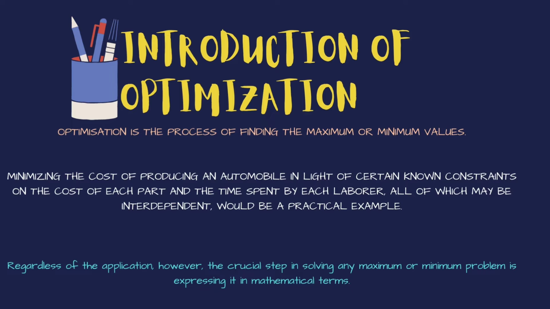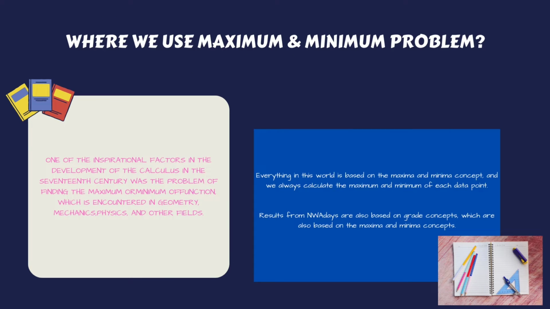Introduction of Optimization. Optimization is the process of finding the maximum or minimum values. Minimizing the cost of producing an automobile in light of certain known constraints on the cost of each part and the time spent by each laborer, all of which may be interdependent, would be a practical example. Regardless of the application, however, the crucial step in solving any maximum or minimum problem is expressing it in mathematical terms.